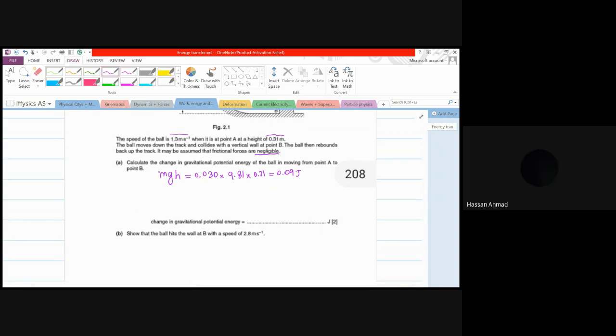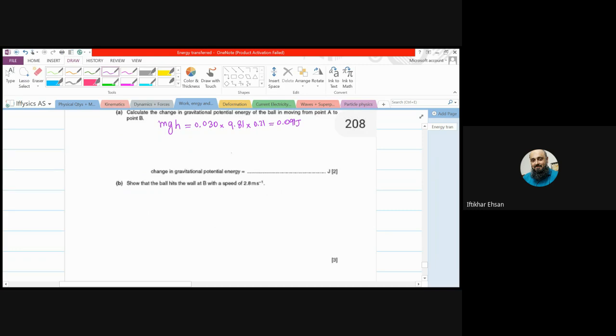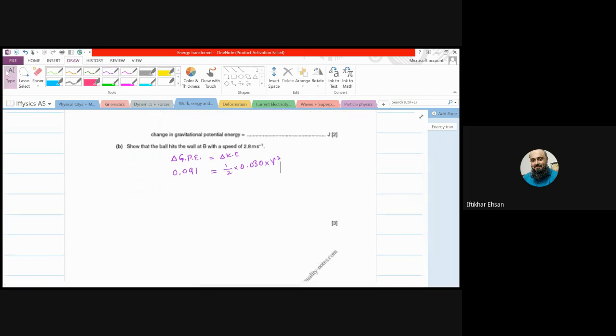0.091 joules. Okay. Now, show that the ball hits the wall at B with the given speed. So again, speed, kinetic energy. The loss in gravitational potential energy, which we have calculated, will be equal to the gain in kinetic energy. The loss in gravitational potential energy is 0.091 and kinetic energy is half mv squared. The m is 0.03 and the speed we have to find. Can we calculate? I hope it will be very close to this. Sometimes it's not exactly the same.